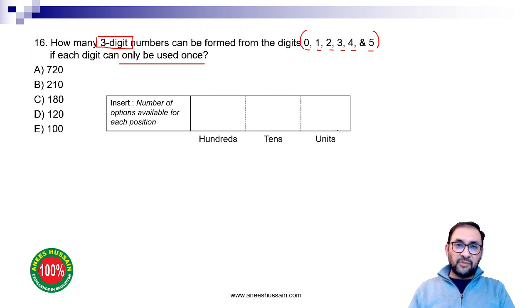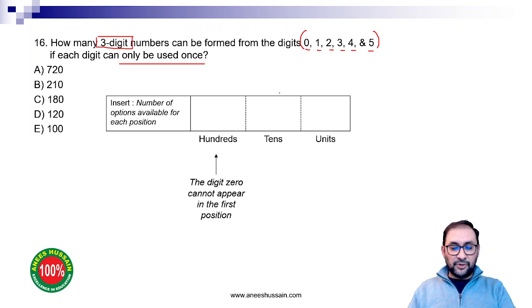Remember, when you're creating numbers, you should never use 0 in the first position, because if you're trying to create a 3-digit number and you start with a 0, it'll become a 2-digit number. So you can never start from a 0. Make sure that 0 doesn't appear in the first position. So for the first position, how many options do I have? Well, I have 1 and 2 and 3 and 4 and 5.